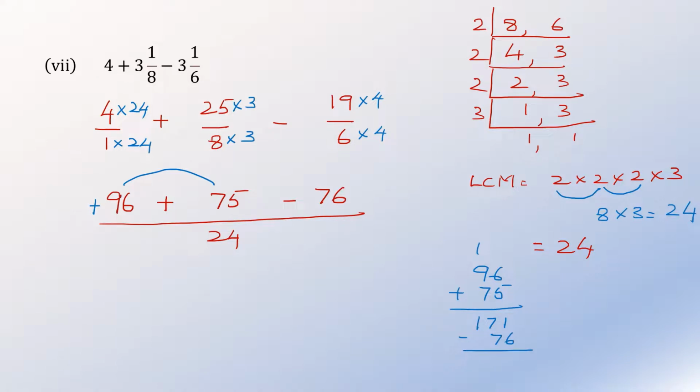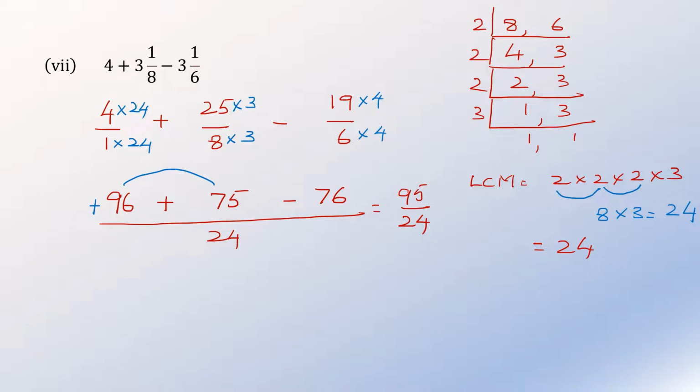We need to borrow here, so this becomes 6 and this becomes 11. 11 minus 6 is 5. Again, we can't do 6 and 7, so we borrow. 16 minus 7 is 9. So we've got 95 by 24. So again, it's an improper fraction. Let's convert it to a mixed number.